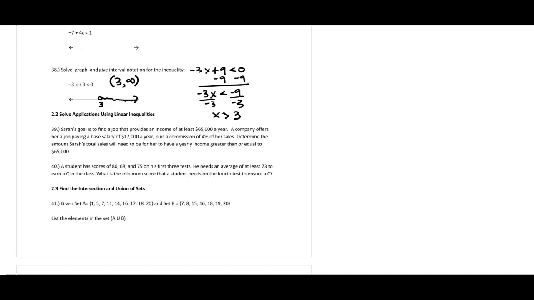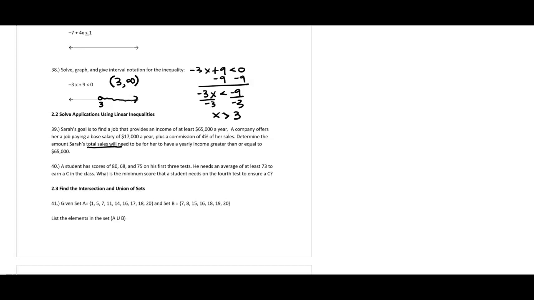Sarah's goal is to find a job that provides an income of at least $65,000 a year. A company offers her a base salary of $17,000 a year plus a commission of 4% of her sales, whatever she sells. All right? How much will she have to sell in order to get an income that's greater than or equal to $65,000?